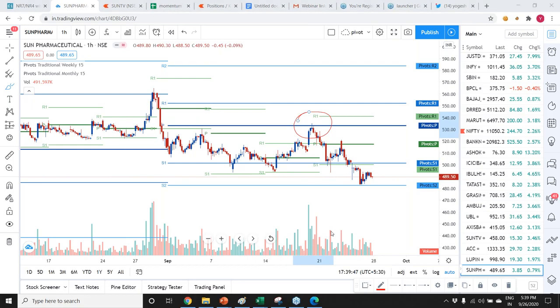Sir, can we use CPR on TradingView to get these levels, pivots which have the monthly weekly pivots? Yeah, you can use it on TradingView. Yeah, for intraday you should look at the 15 minutes chart. That's the ideal chart for intraday.